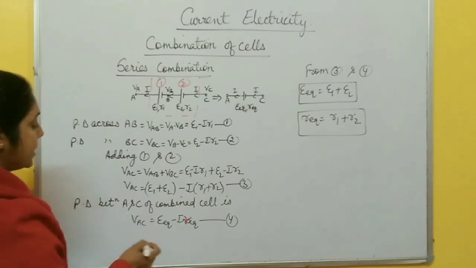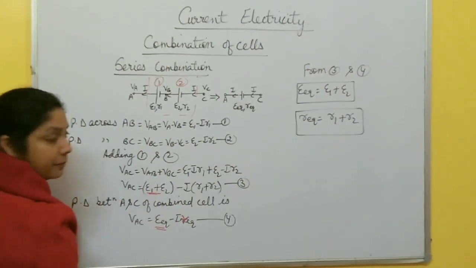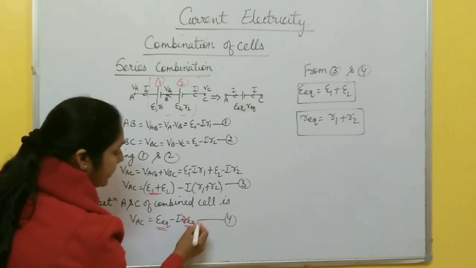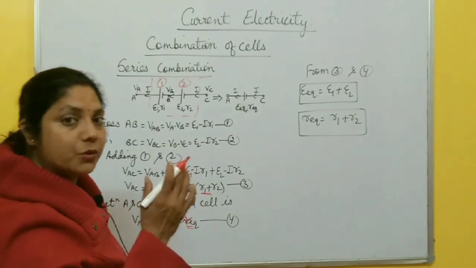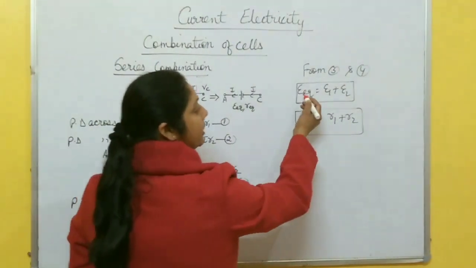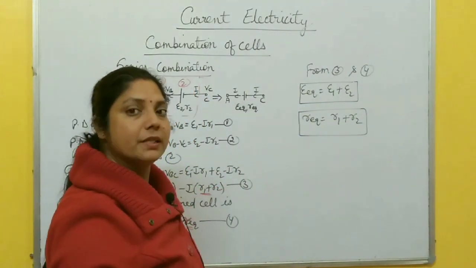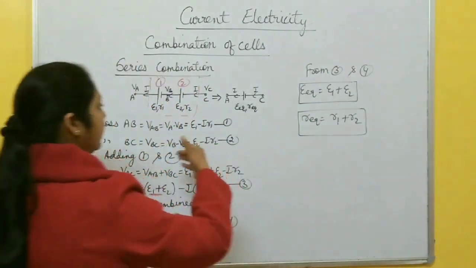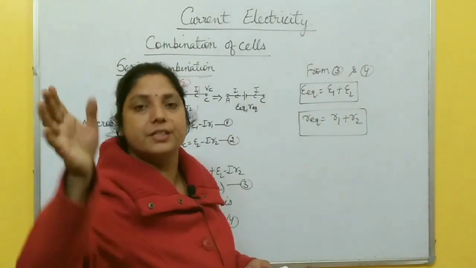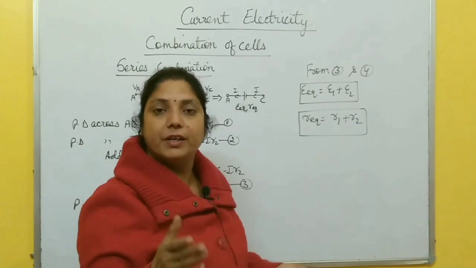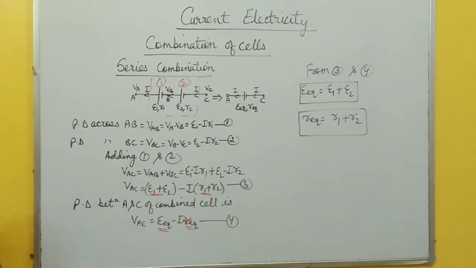So you just compare these two equations. This E equivalent is equal to E1 plus E2, and R equivalent is equal to R1 plus R2. So in case of series combination where two cells are connected in series, you get E equivalent equal to E1 plus E2 and R equivalent equal to R1 plus R2. In this way, if n number of cells are connected, E equivalent equals E1 plus E2 plus E3 up to En. In the same way, R equivalent is R1 plus R2 plus up to Rn. Okay, hope it's clear to you.